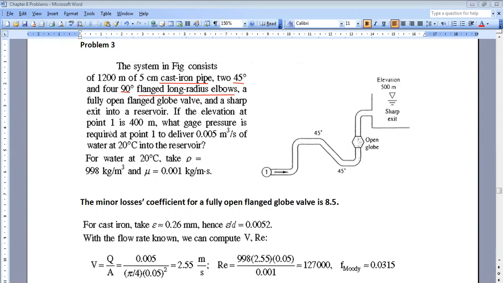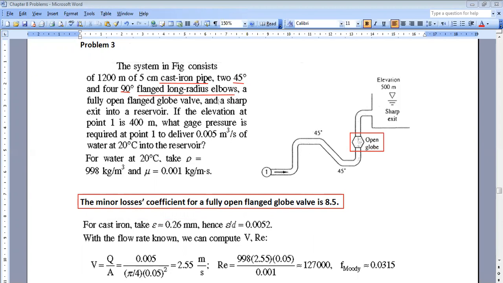If the elevation at point 1 is 400 meters, what gauge pressure is required at point 1 to deliver a volumetric flow rate of 0.005 meter cube per second of water at 20 degrees into the reservoir? So here also, first step: here they didn't say neglect minor losses. Of course it's clear that I have a lot of sources of minor losses, so I should take them into account. Plus, they gave me the minor loss coefficient for a fully open flanged globe valve. Maybe they won't give me a table, so they gave me the value. Okay, so for this one it's okay for me.